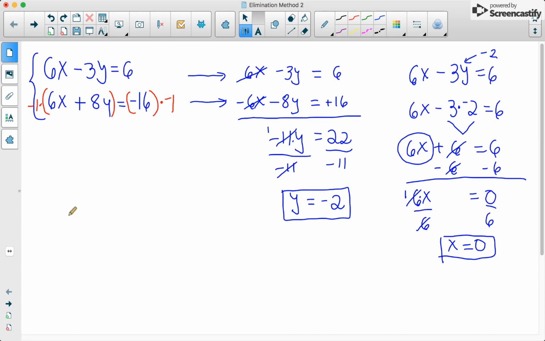So the solution for my system of equations would be x needs to be 0 and y needs to be negative 2.